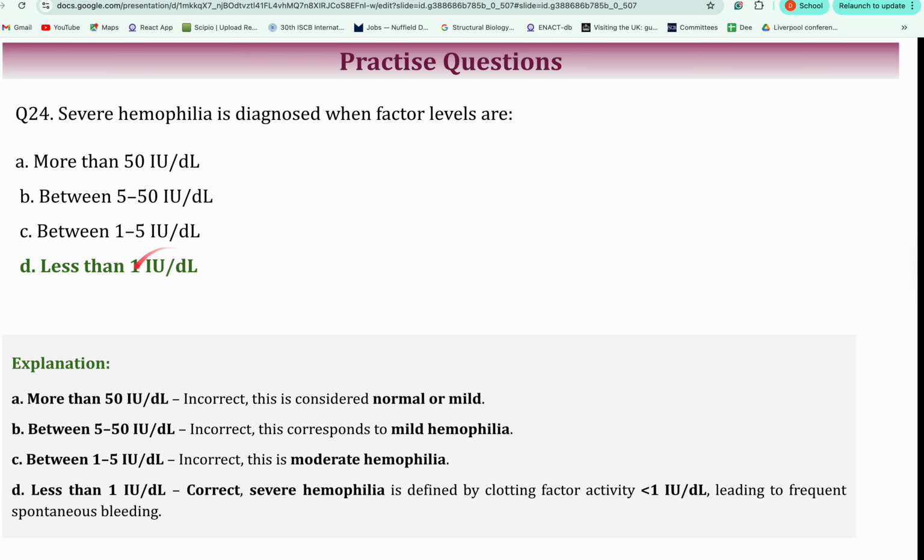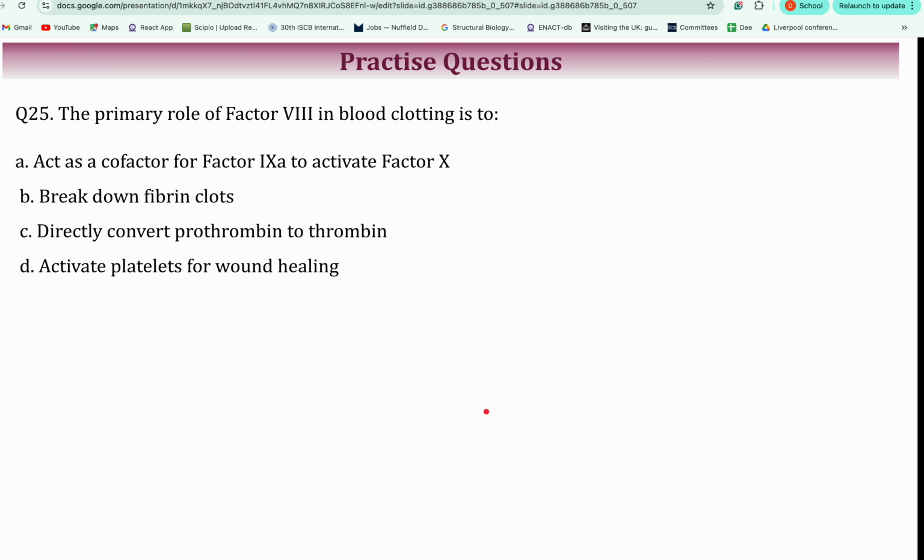Because if the amount is very, very low, then only the blood will not get coagulated and it will lead to hemophilia. So keep this thing in mind that in the case of severe hemophilia, the concentration, or you can say the activity, is less than 1 international unit per dL, which leads to frequent spontaneous bleeding. Whereas 1 to 5 is the moderate hemophilia, 5 to 50 is the mild hemophilia, and 50 international units per dL is the normal form. Okay, so with this, let's move to next question.